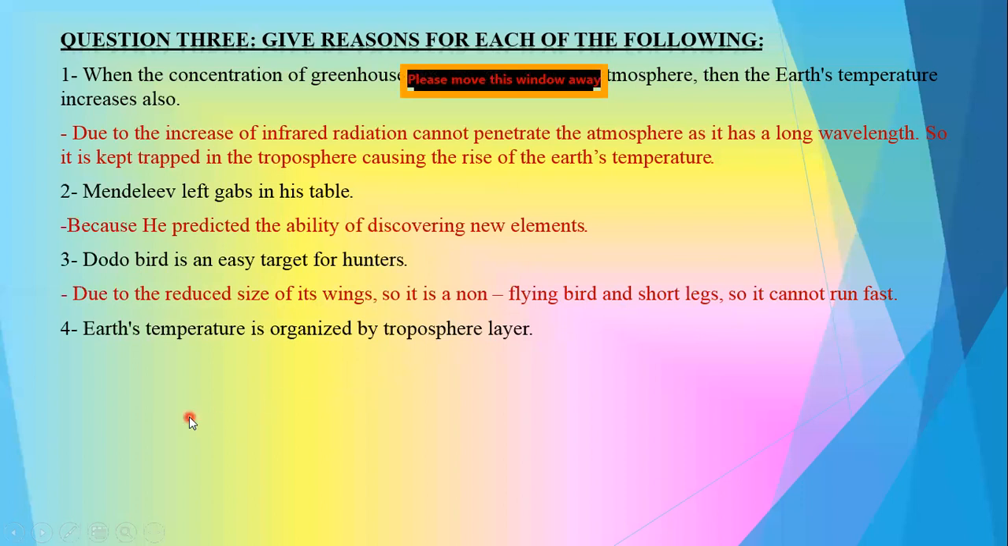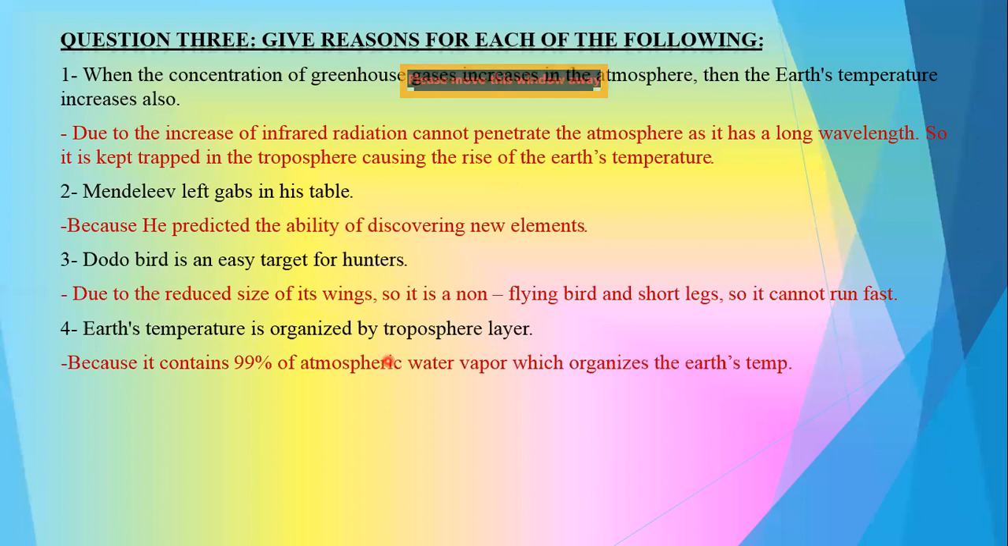Number 4. Earth's temperature is organized by the troposphere layer. It has something very important that does the organization in the troposphere, because it contains 99% of the water vapor. This is what organizes the Earth's temperature.